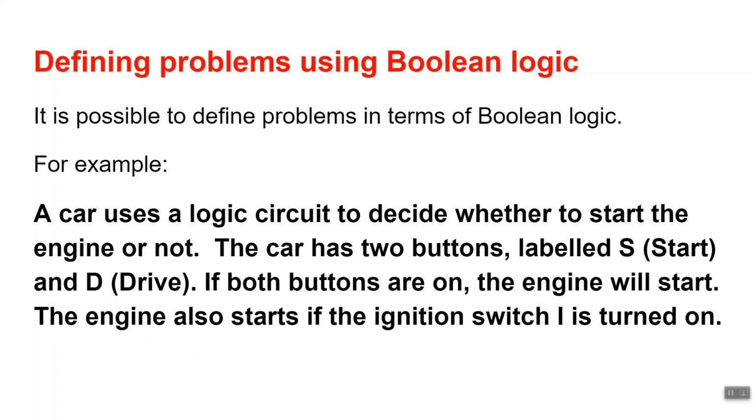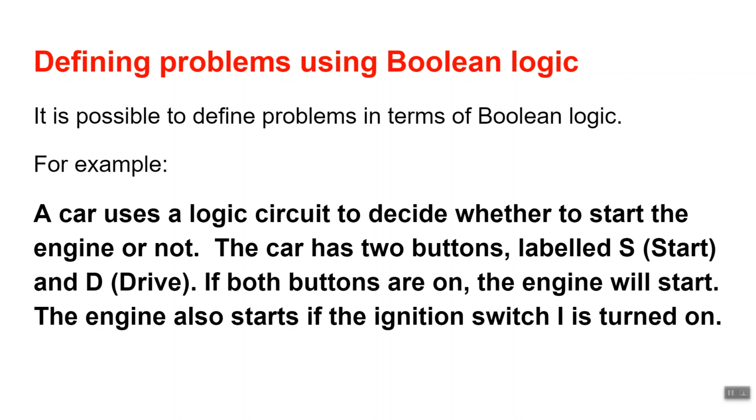So the last bit that we're going to do is to think about how we can actually define problems using Boolean logic. And here is an example. In fact, this almost takes us back to the very early days of syllogisms. A car uses a logic circuit to decide whether to start the engine or not. The car has 2 buttons labelled S for start and D for drive. Very realistic, this, I'm sure.